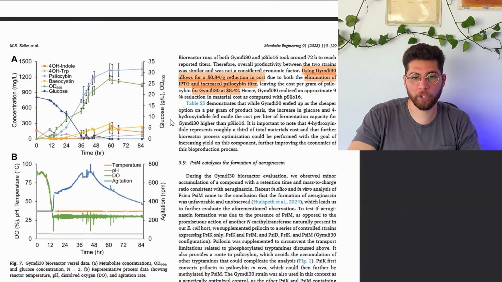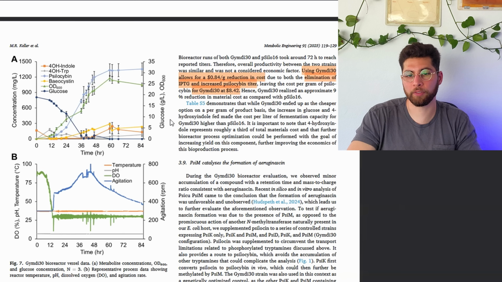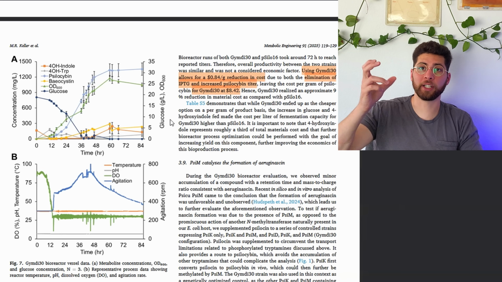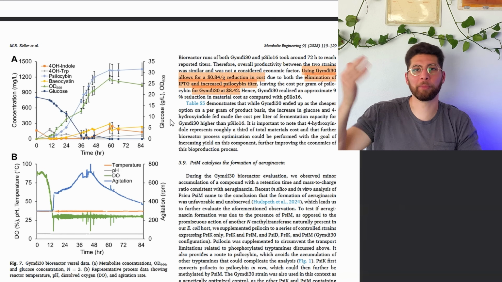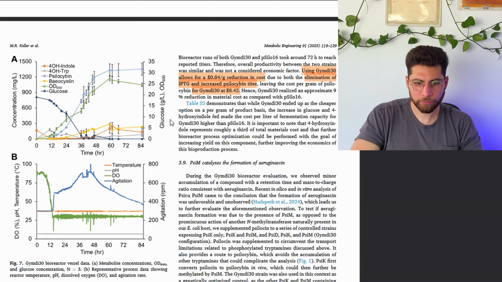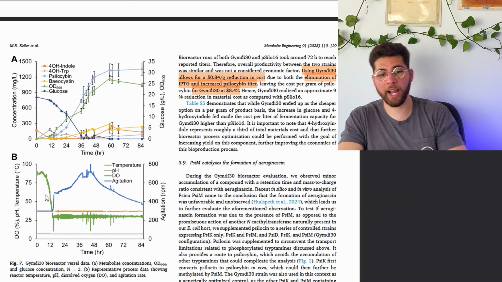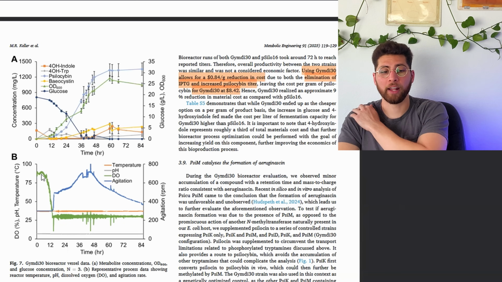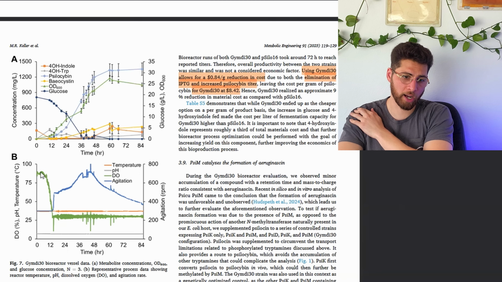And then they're also measuring the OD600, which is basically the optical density of the culture at 600 nanometers. So how much 600 nanometer light goes through the culture, which is a proxy of how many cells are in the culture. And then this graph is just showing the dissolved oxygen, which is kept above 25%.